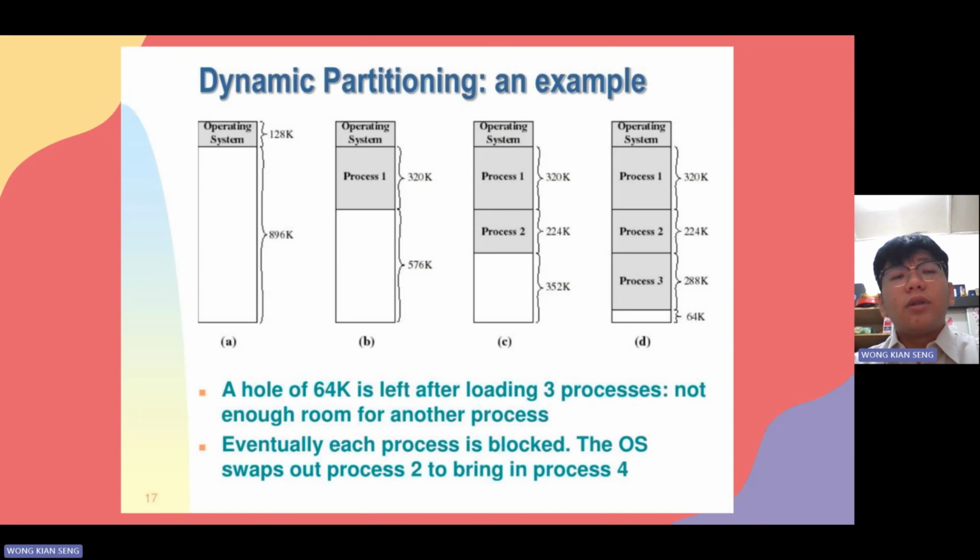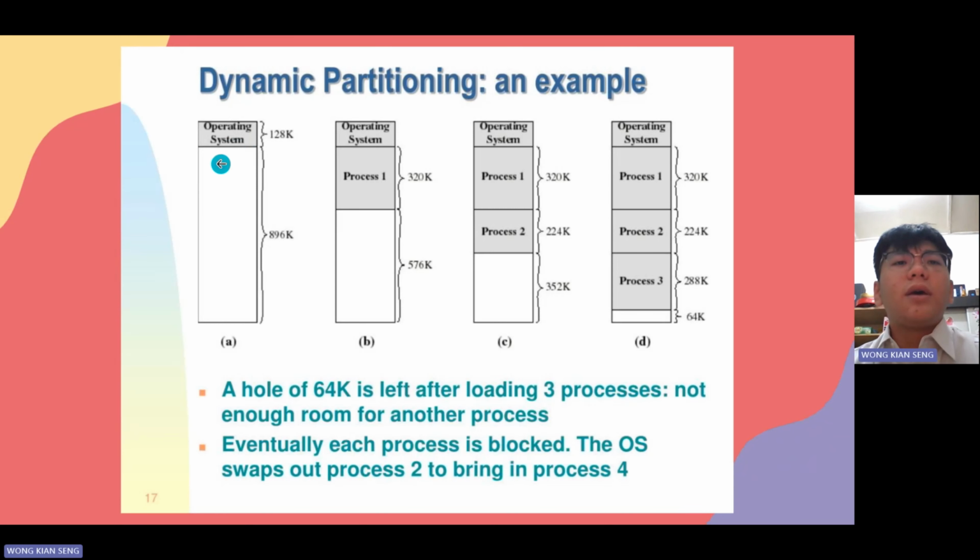Okay, for the second method, we call it dynamic partitioning. So this is actually an upgraded version of the fixed one. Just now the fixed one was all 6 MB, right? But inside here, it doesn't have any fixed-value partitions. After the operating system, you can see they will label it 896K in size over here. So if process 1 comes in, the process may be 320K, right?